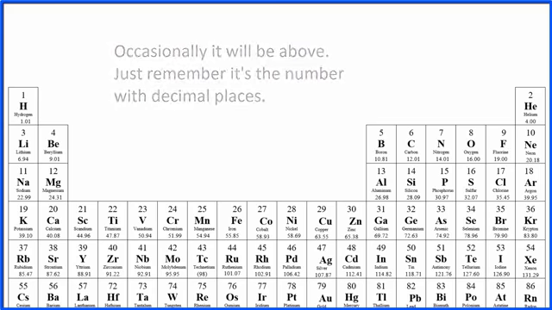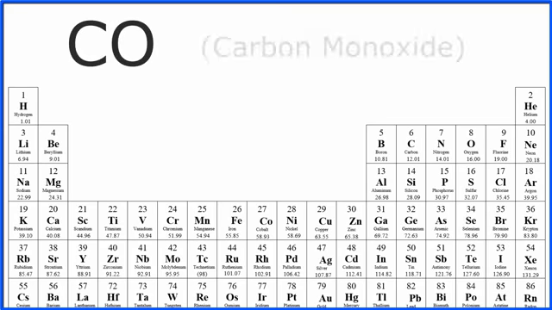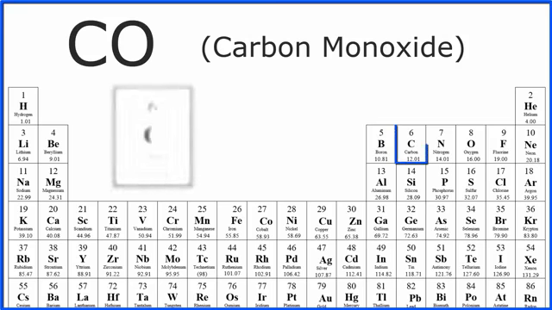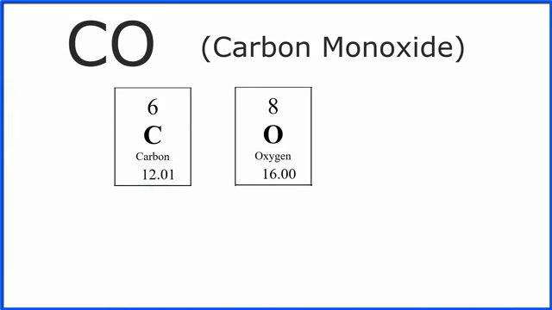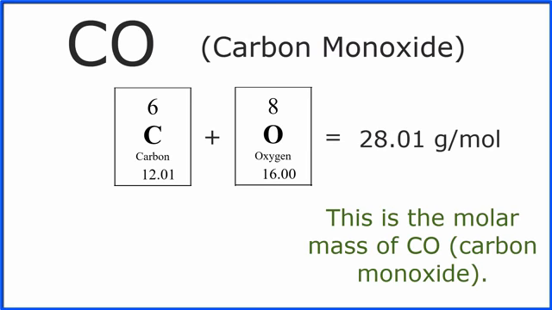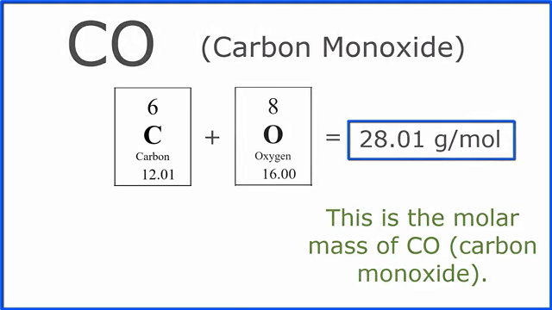Let's find the molar mass for carbon monoxide. So we go to the periodic table, we find carbon, and we find oxygen, and we see the atomic mass there right below the element symbol. To find the molar mass, we add those two numbers together, and we add the units, gram per mole, and we're done. We've found the molar mass.